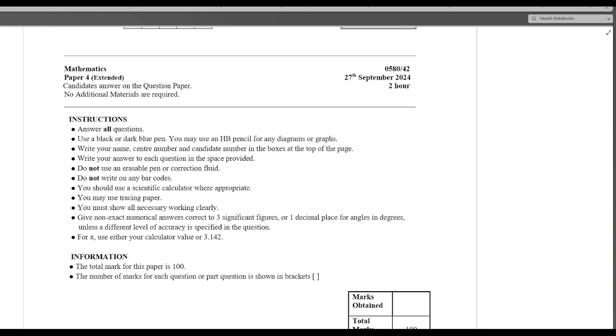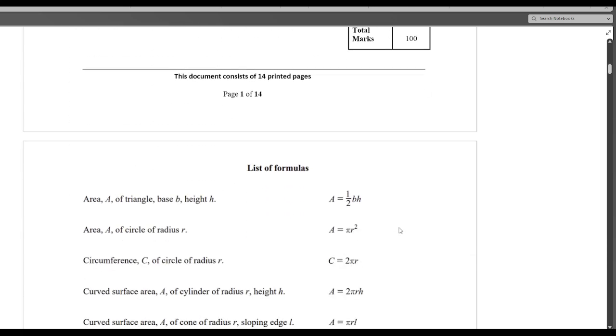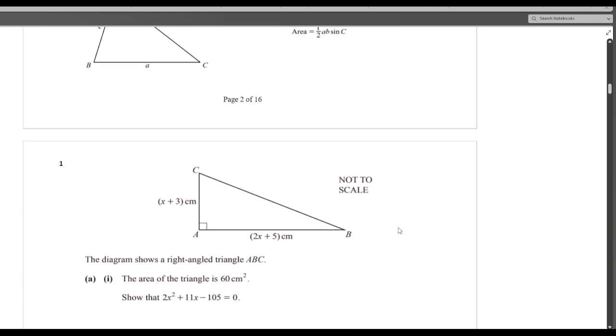Hello everyone. Let us discuss paper 4. This paper is for 2 hours and carries 100 marks. Before you begin the paper, please read the instructions carefully. This paper is calculator based paper.